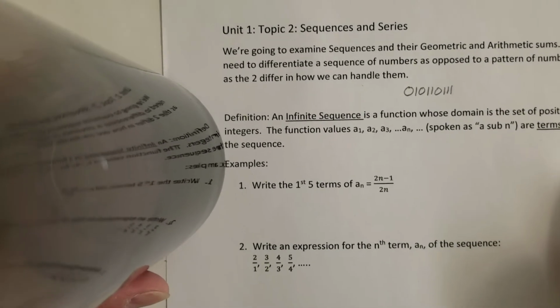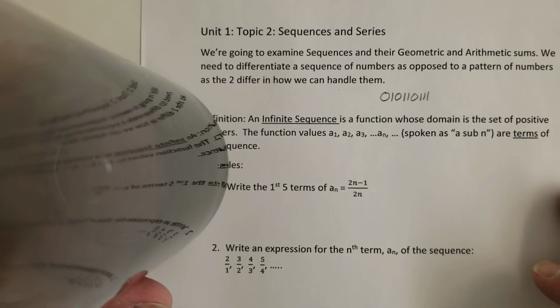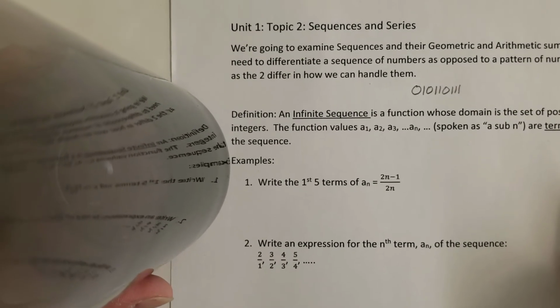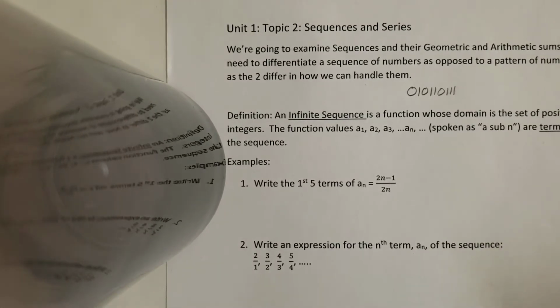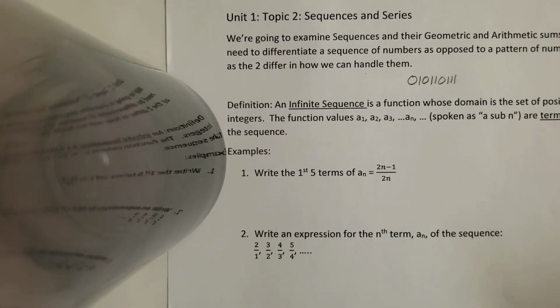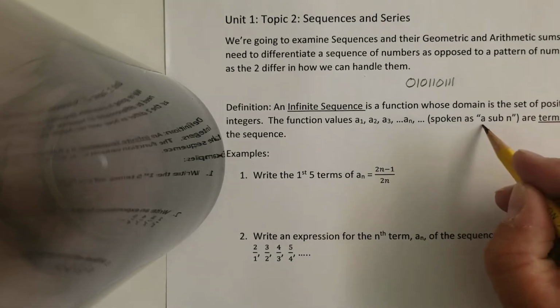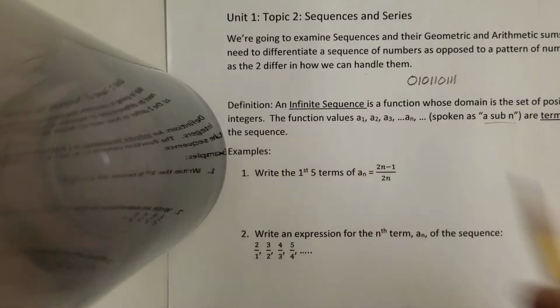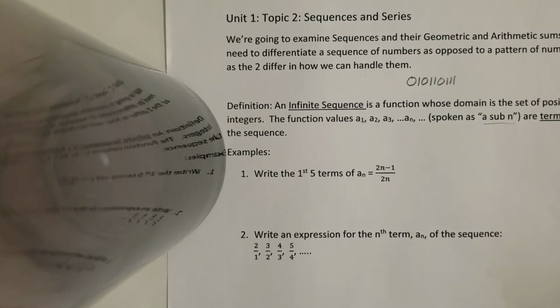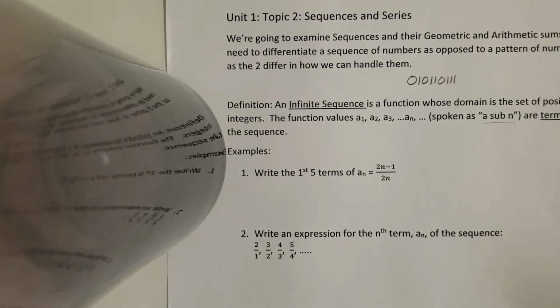So when we talk about a sequence, it's a function whose domain is the set of positive integers, the function values a sub 1, a sub 2, a sub 3 to a sub n and on. And that's how we say it, a sub n, a sub 1. This is called a subscript, okay? So that's how we refer to it. Those are the terms of the sequence.